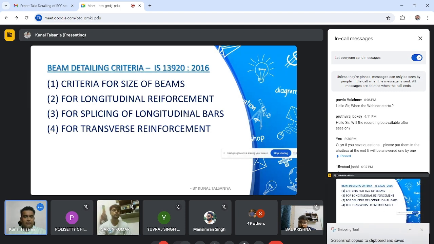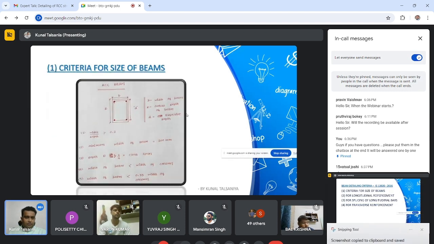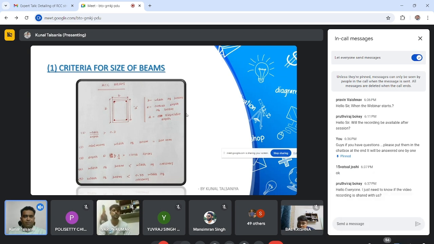We will start with the criteria for size of beams. There are basically 5 criteria for sizing. This is B, this is D, and this is small d, which is after reduction of cover. The first criteria is that the width by depth ratio should be greater than 0.3. If it is less than 0.3, then it will not be categorized as a beam.